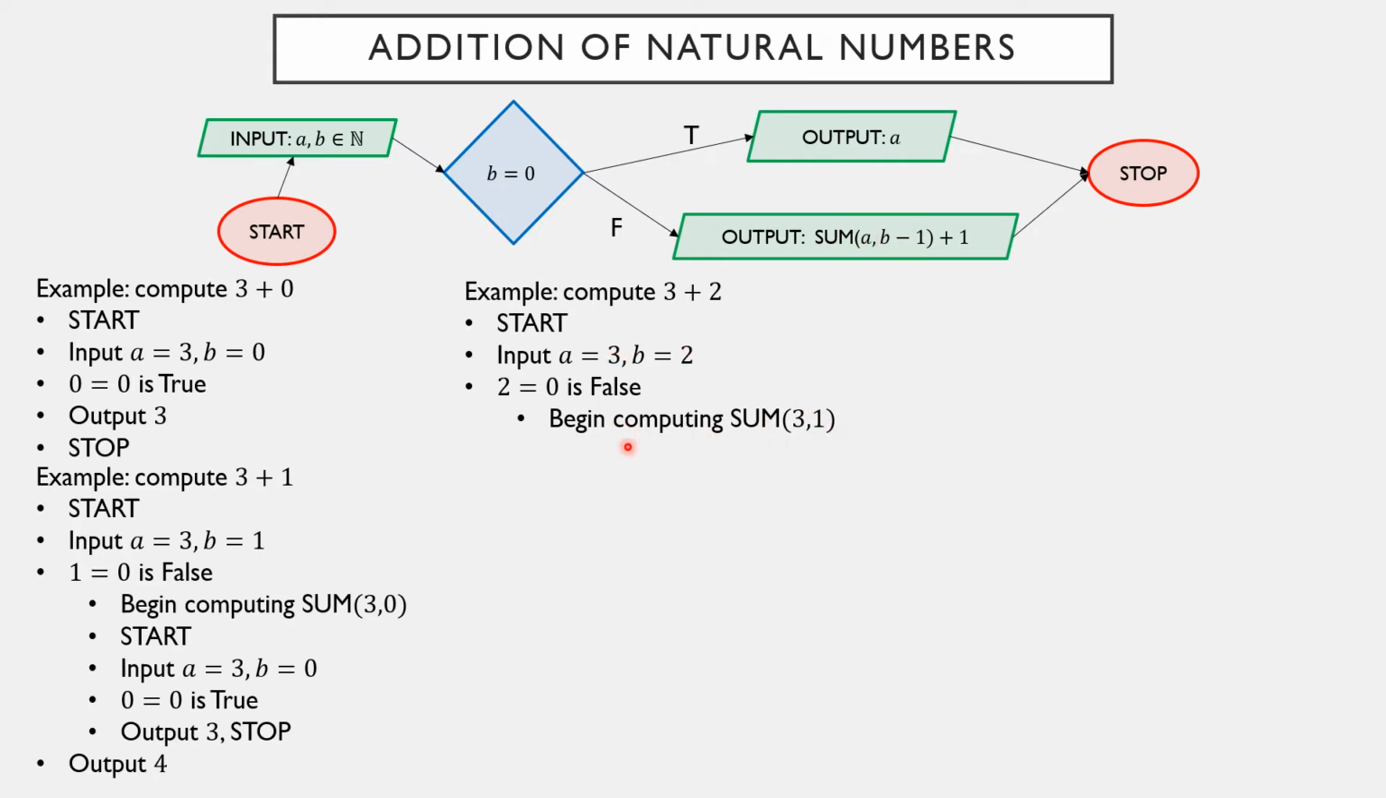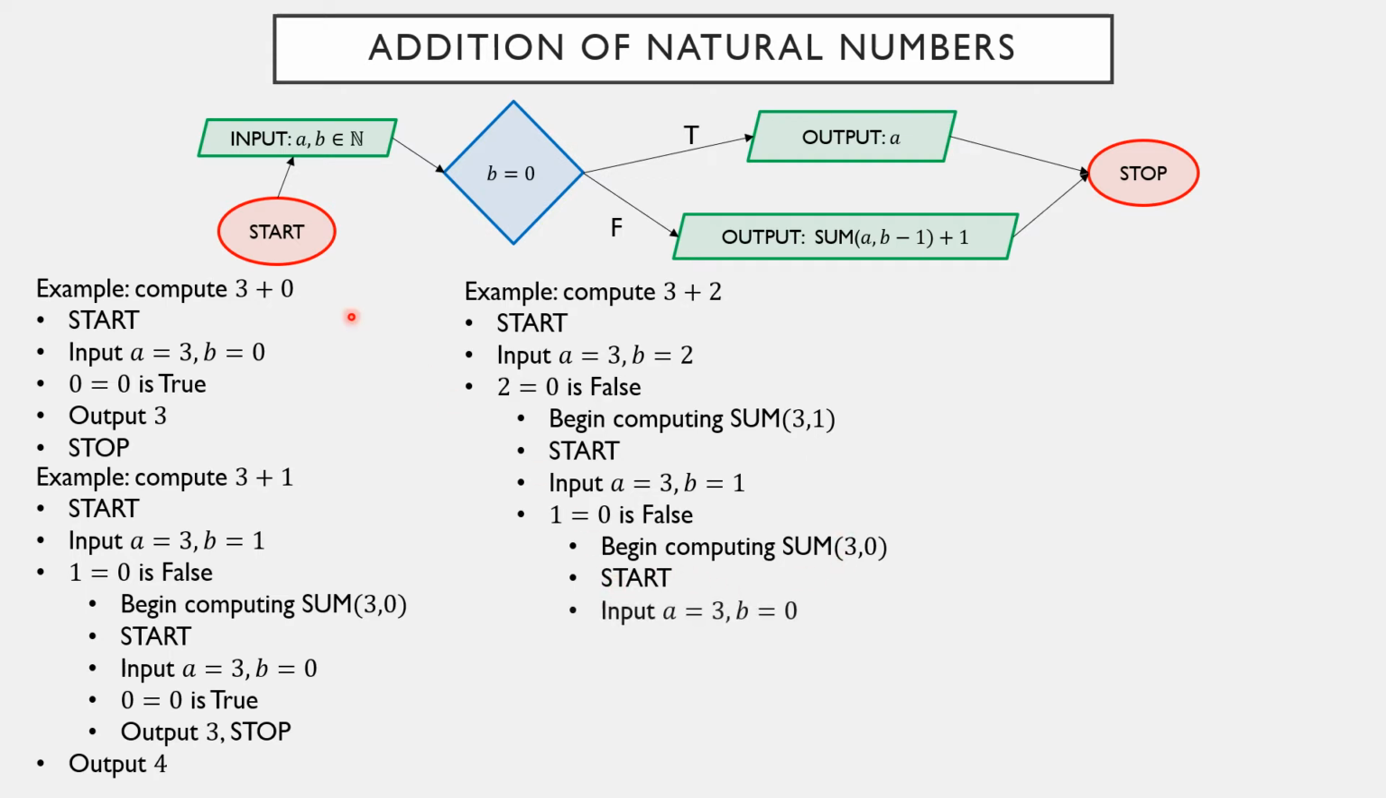So we're going to start the same algorithm over, but with a is 3 and b is 1. So we start it, we input a is 3 and b is 1. We check, is b equal to 0? No. So now we're back at this box again. So compute the sum of a and b minus 1. Well, a is still 3, but now b minus 1 is 0.